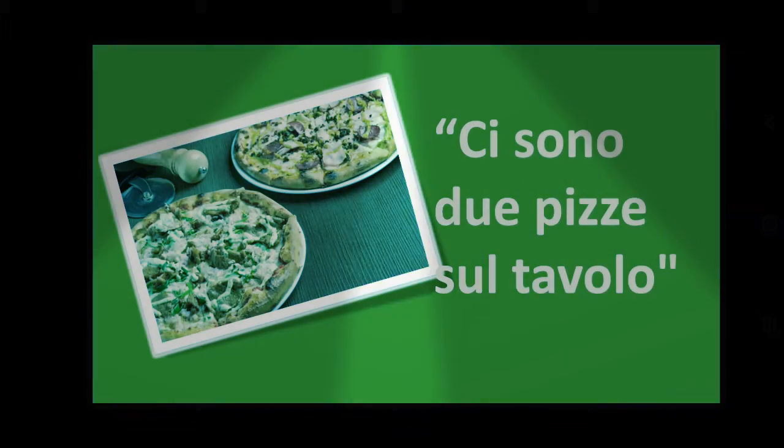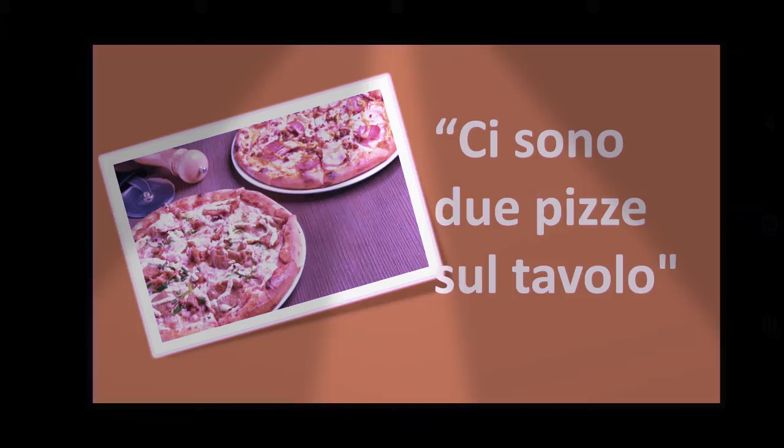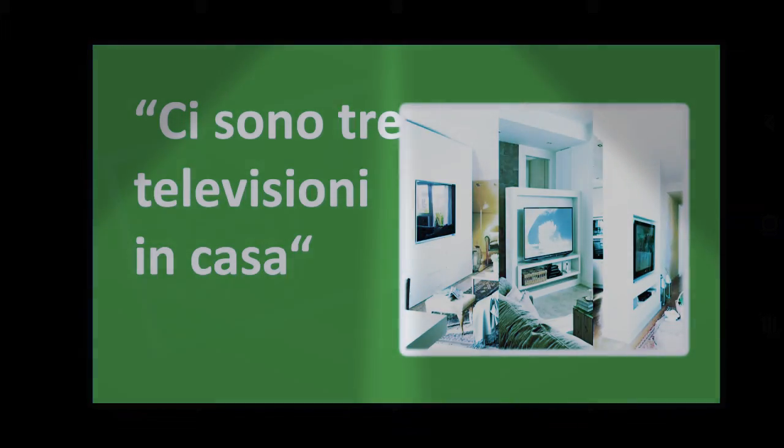Now, when we change the previous examples into plural form, we will have the following. Sentence 1. Ci sono due pizze sul tavolo. In this case, we change the singular feminine letter A from the noun to a letter E to make it plural. Sentence 2. Ci sono 3 televisioni in casa. In this case, we change the singular letter E from the noun to a letter I to make it plural.